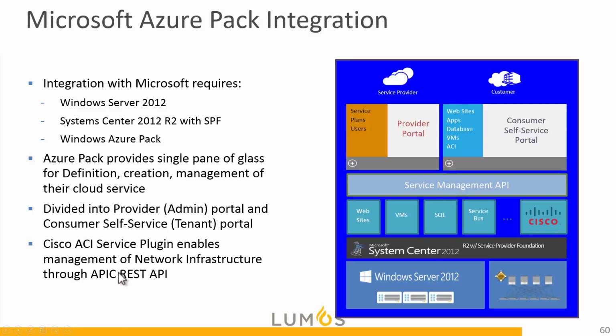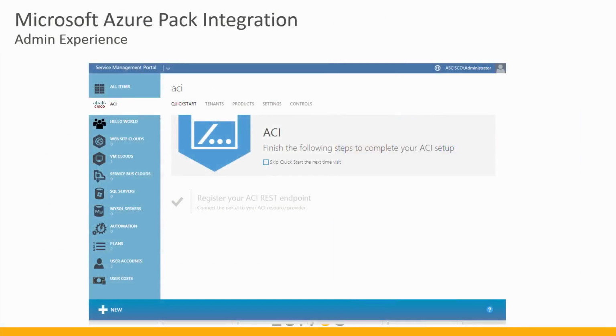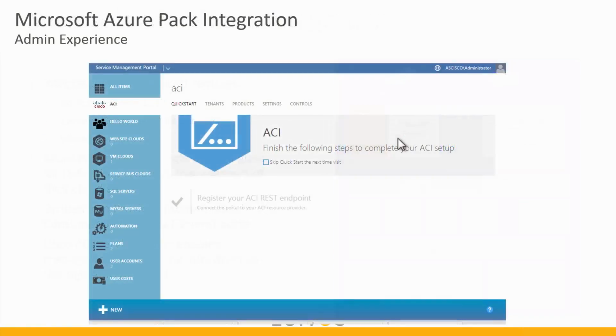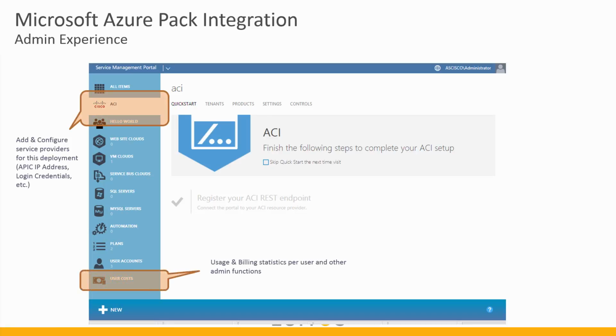And then the ACI plugin enables the management of all the network infrastructure through the APIC REST API. So here's an example interface of the admin experience, the service management portal, or this portion over here, the provider portal. Once we do the integration with ACI and register our ACI REST endpoint, which is the APIC, we have the ability to add and configure service providers, so the APIC IP and login credentials. And users can do things like billing and chargeback.